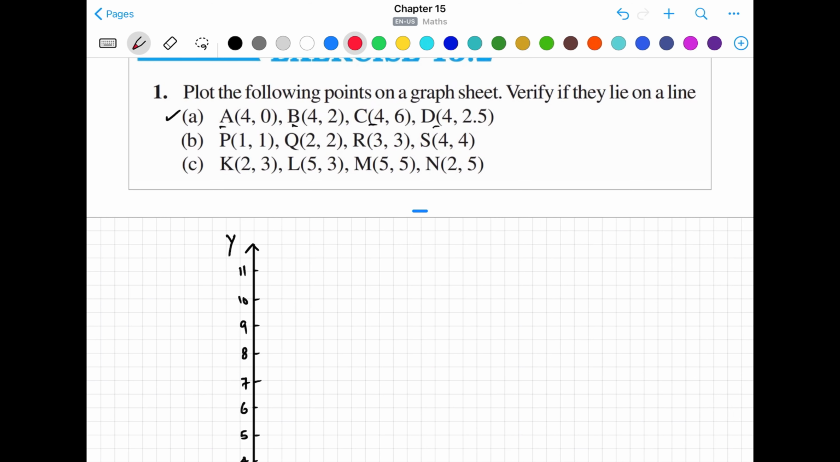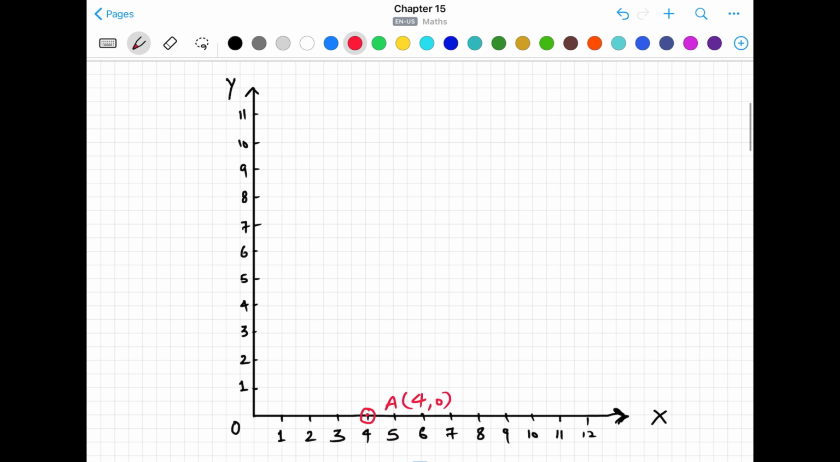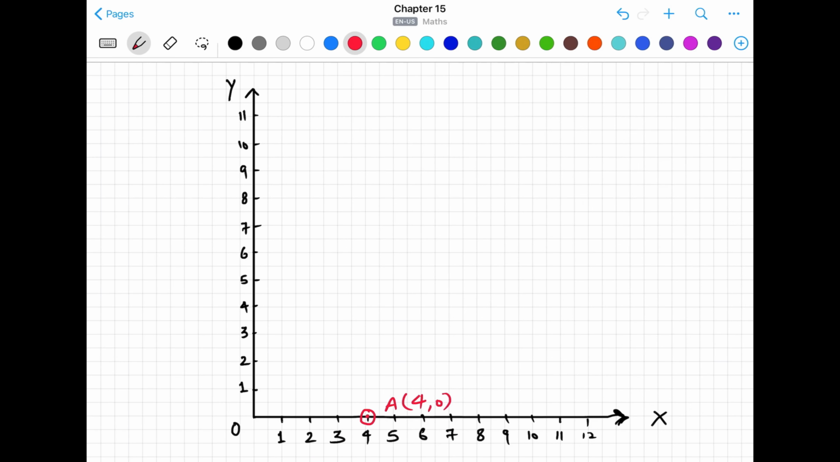Next point is B. B is x = 4, y = 2. Again x is 4, but this time y is 2, so we'll move upward 2 units. That means this point is here. This is our point B, which is (4, 2).